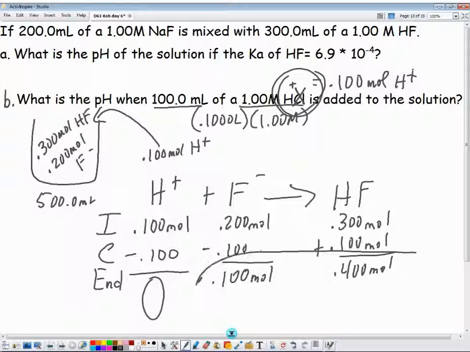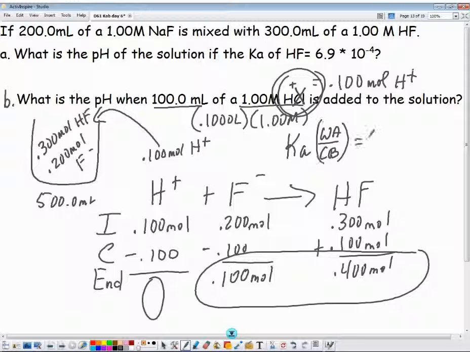So here's what you do. When you're finished with the gobbling, you stop, you look and you listen. What do you have? You have F- and HF. You have a buffer still. What equation comes to mind if you have a buffer? HH. That's how I solve for the pH. HH says Ka times weak acid over conjugate base equals H+. Yes, does it not? It does.